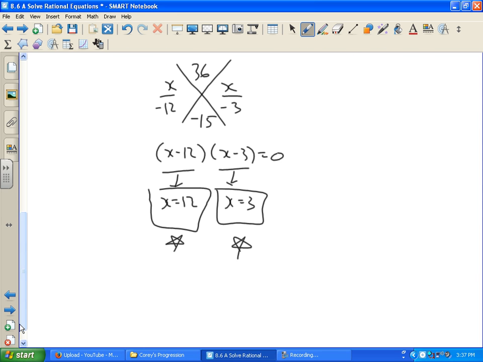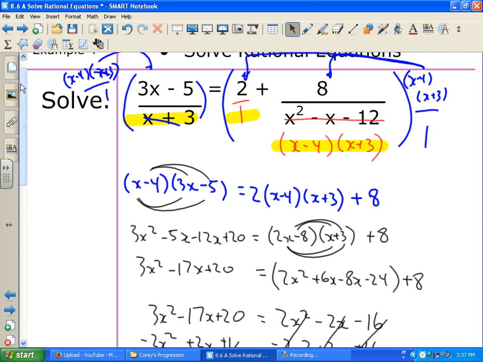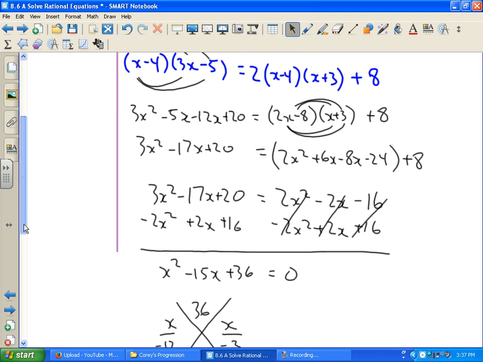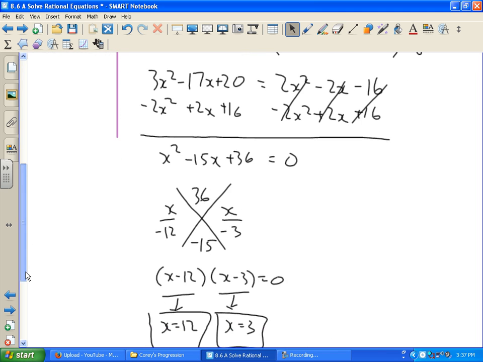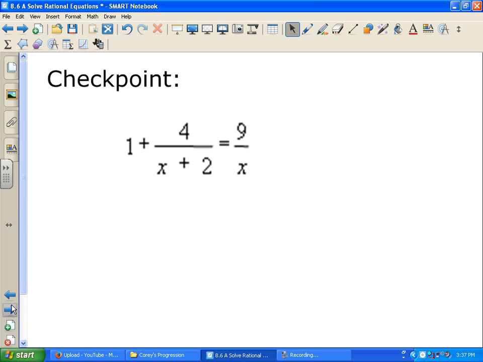So there you go. That's the long and the short of it, really. Multiply both sides by the common denominator. Distribute and simplify. Solve for x. Check for solutions. All right. Last checkpoint. There you go.